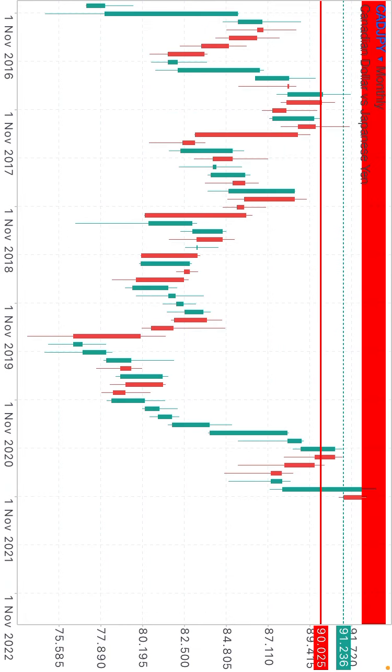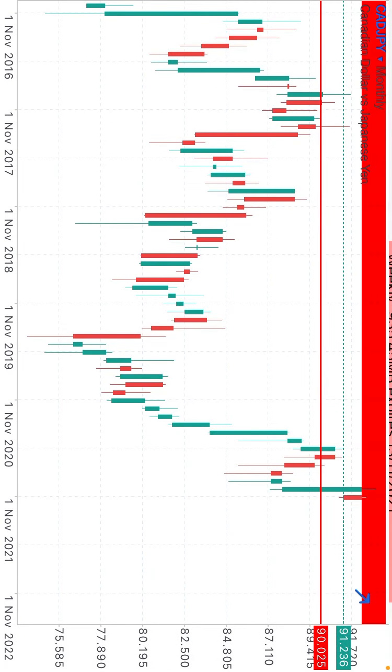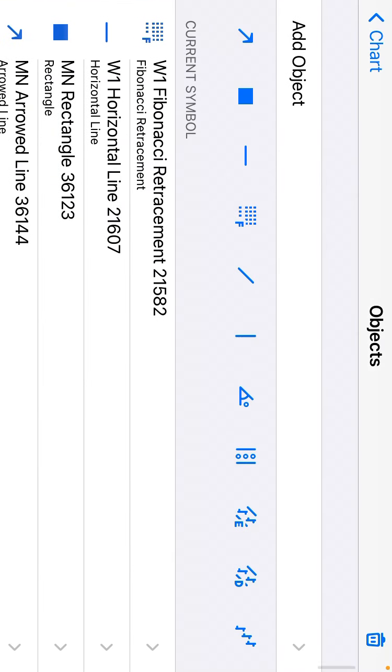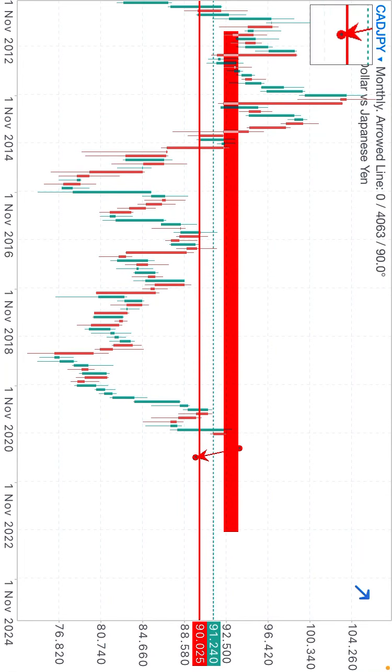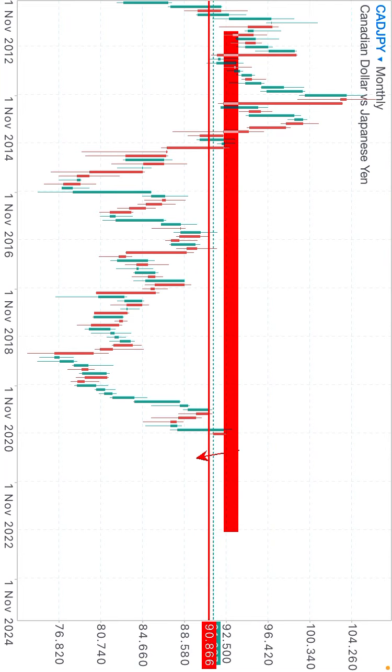CADJPY is in a very nice resistance zone, and therefore we expect the market to provide a move to the downside. Even if it's a little move, at least we expect this market to provide a move to the downside, maybe to retrace this recent support that is here. It was a resistance which is now turned support.